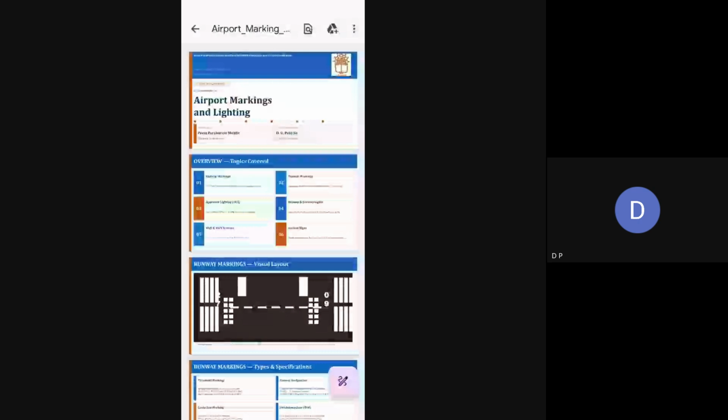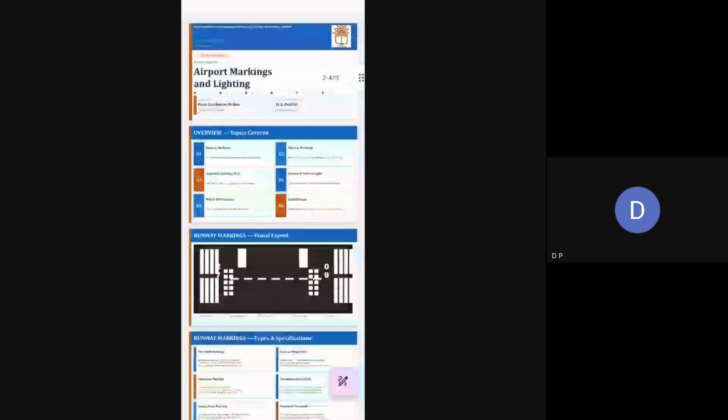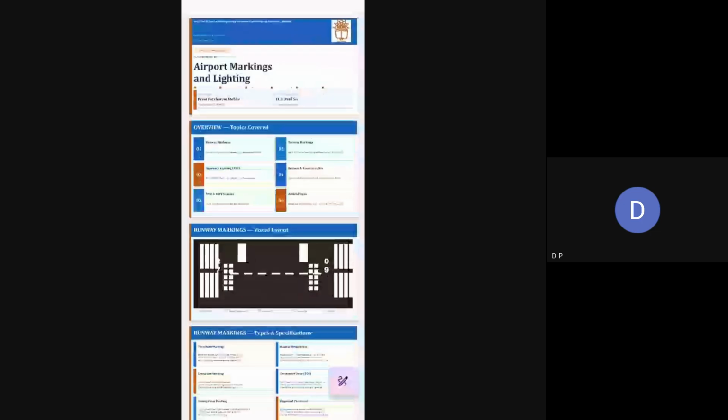First, runway markings. All runway markings are painted white. There are six types of markings. First, the threshold, which is five strips marking where landing begins. Second, the designation number, the magnetic heading divided by 10. Example: if the runway faces 270 degrees, it is marked 27.